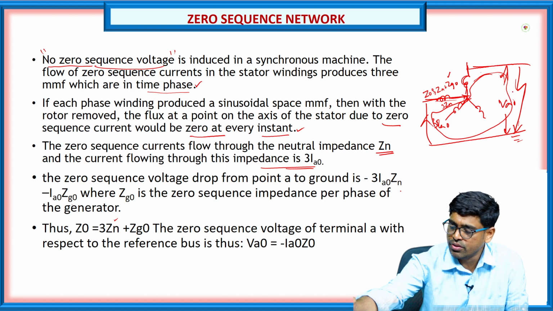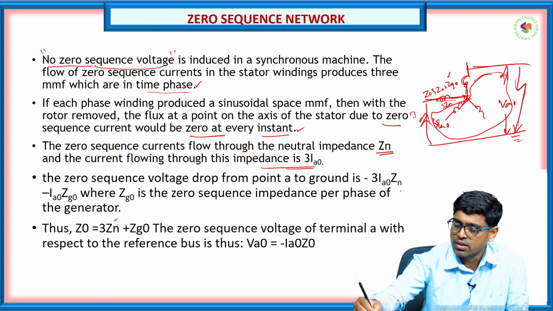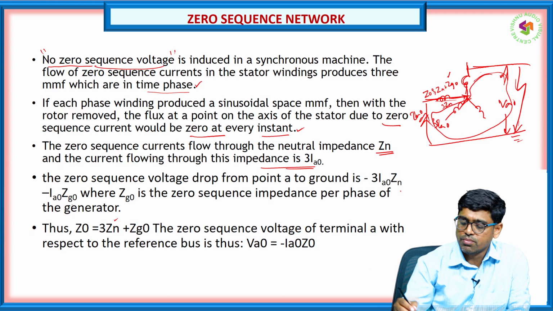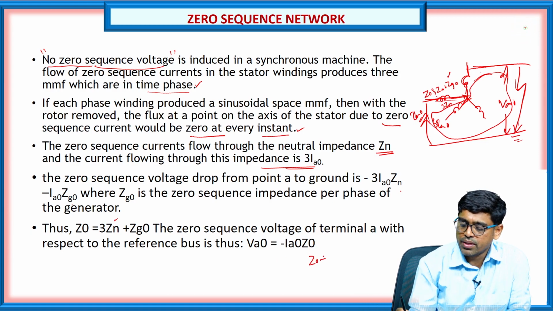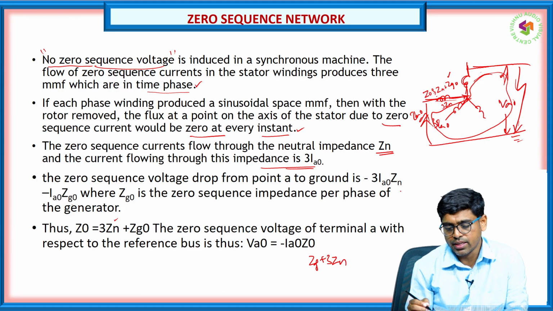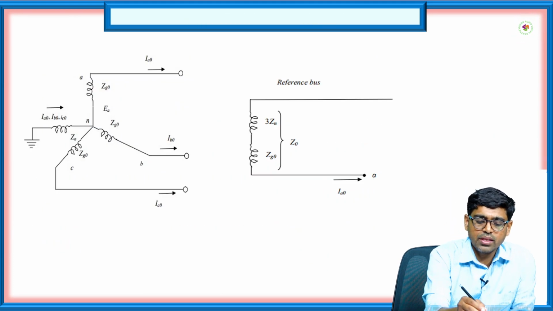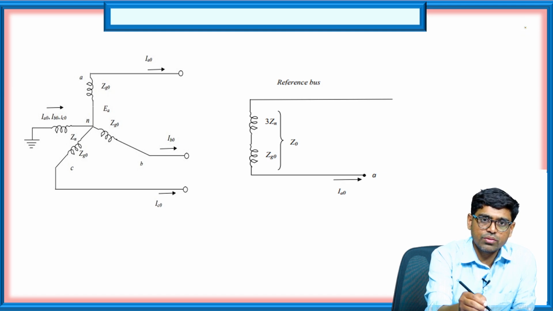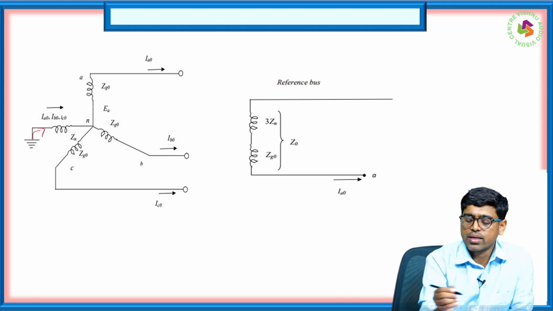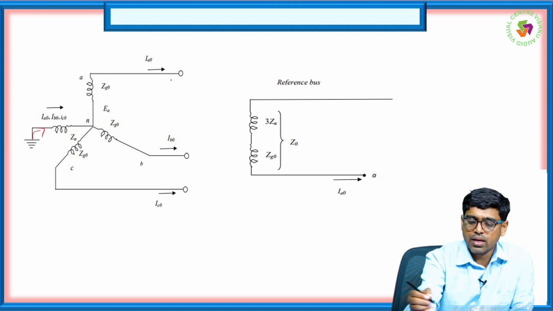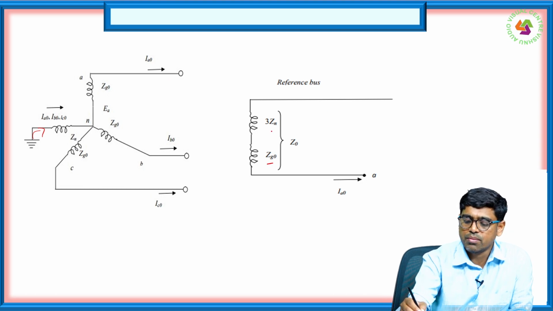So the neutral current will flow like this, this zero sequence current. Then it is minus Ia0 into Z0, where Z0 means Zg0 plus 3 times Zn. So you can see that the zero sequence currents Ia0, Ib0, Ic0 will flow through this neutral current. So Zg0 plus 3 times Zn is your Z0.